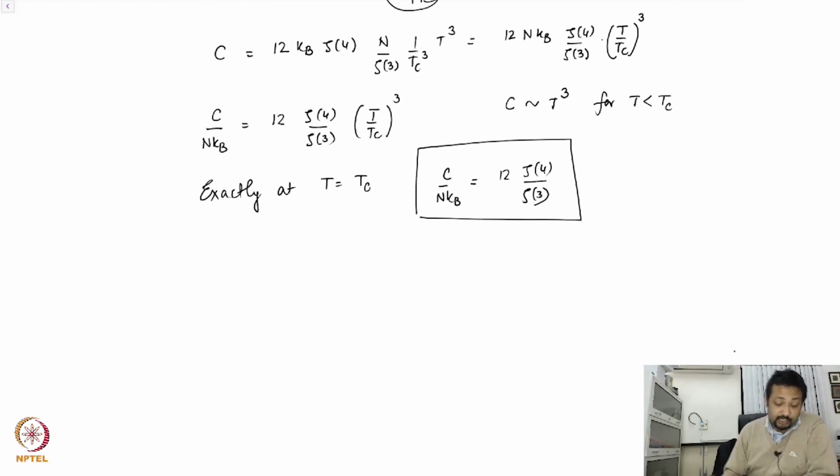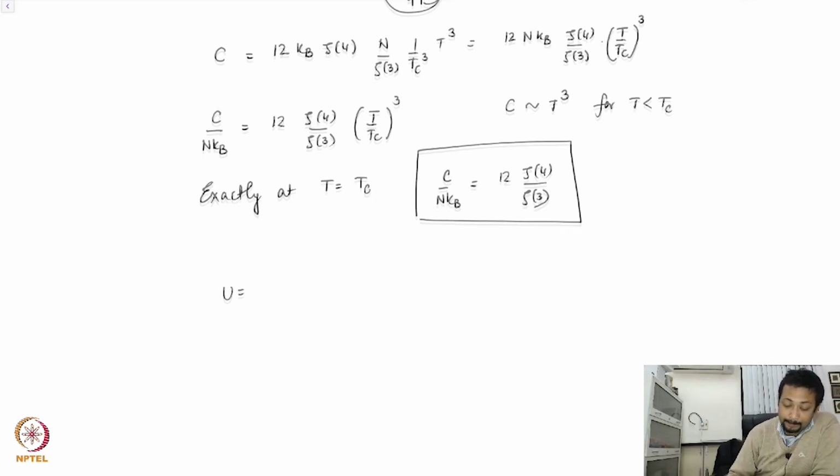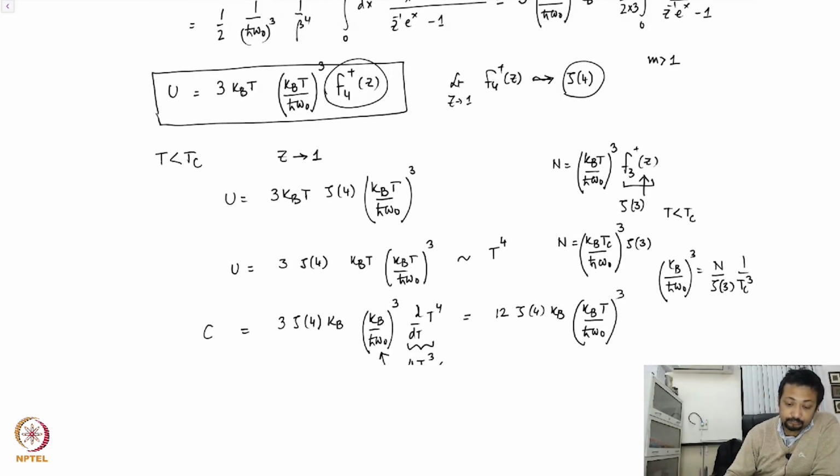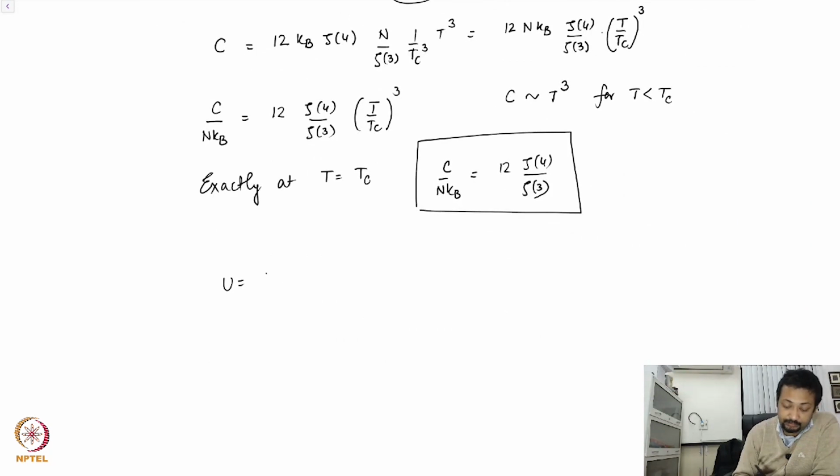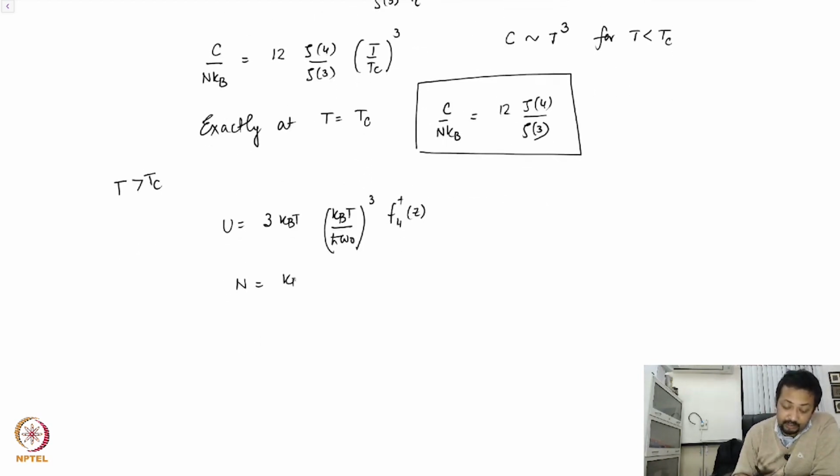What about the high temperature case? Well, for that we know that U was given by 3 kBT over h bar omega naught whole cube F4 plus of Z, and this is the case where we are looking at T greater than Tc, and N is given by kBT over h bar omega naught whole cube F3 plus Z.